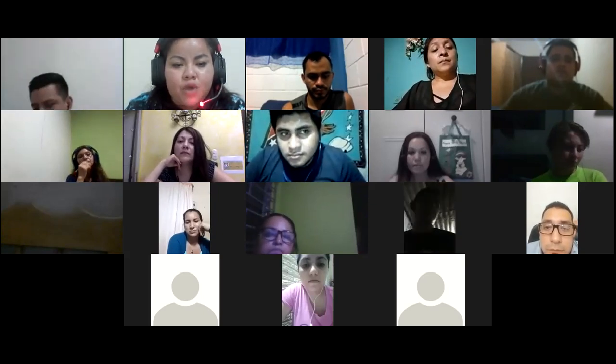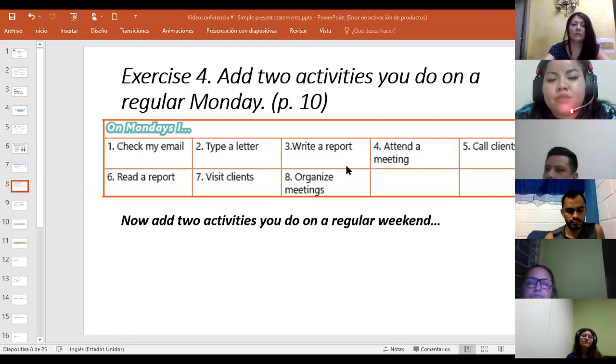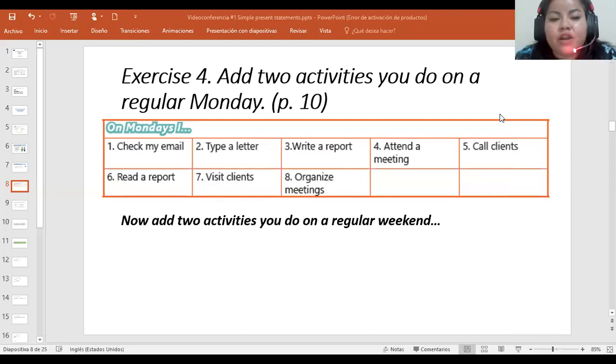We're going to use this box. This one is on page 10. On page 10, we have vocabulary, right? We have number one, check my email, type a letter, write a report, attend a meeting, call clients, read a report, visit clients, organize meetings. We have 8 activities here, okay?